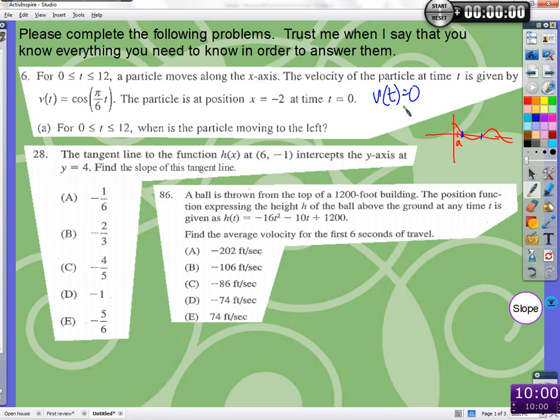So we set zero equal to the cosine of pi over 6 t. Okay? We solve for t.